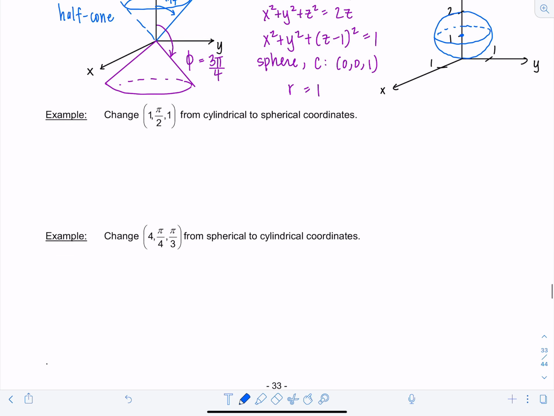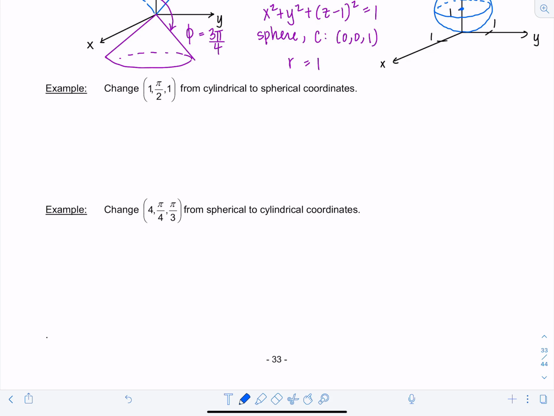So let's change the following ordered triple. It's in cylindrical. We're going to change to spherical. So if it's in cylindrical, just remind yourself, this is r, this is theta, and this is z. Well, theta you leave alone, right? Okay. So all I need is rho and I need phi. So remember, rho squared is x squared plus y squared plus z squared. But x squared plus y squared is r squared, right?